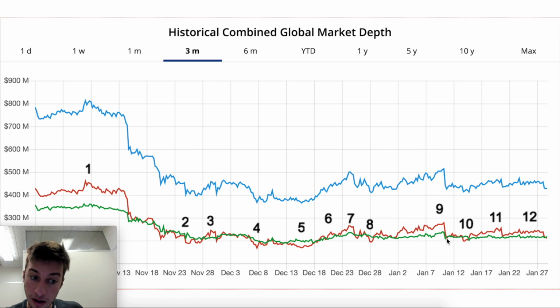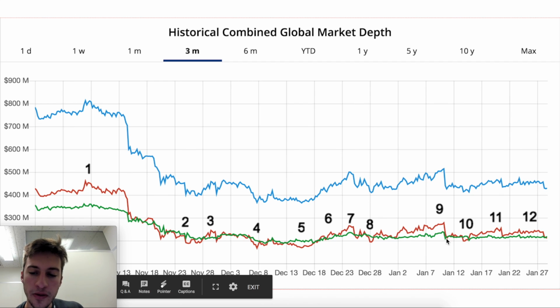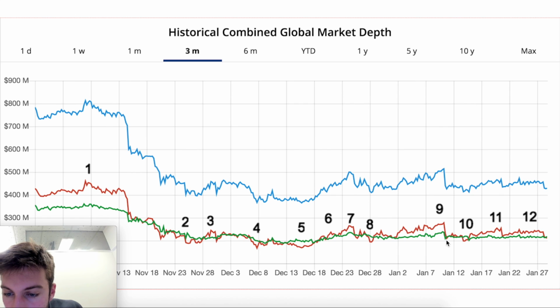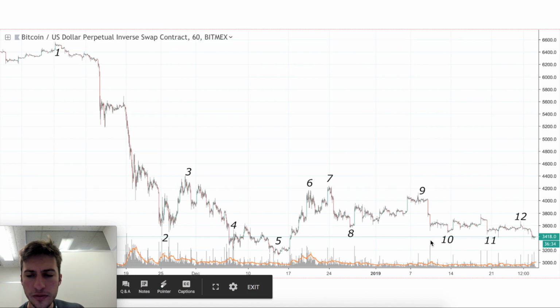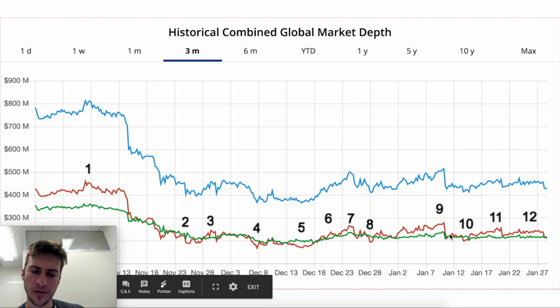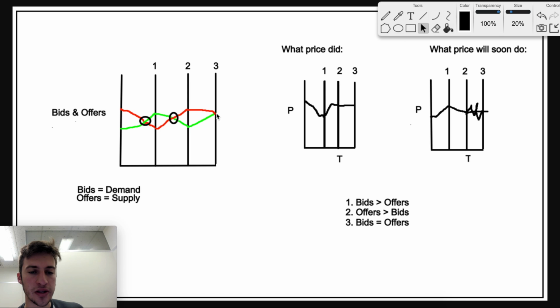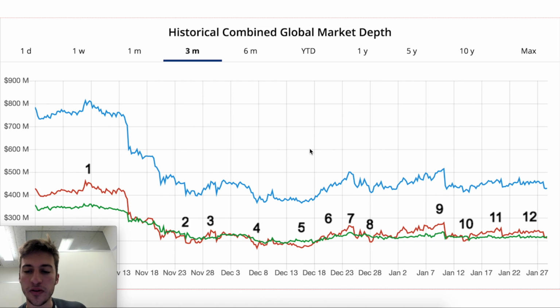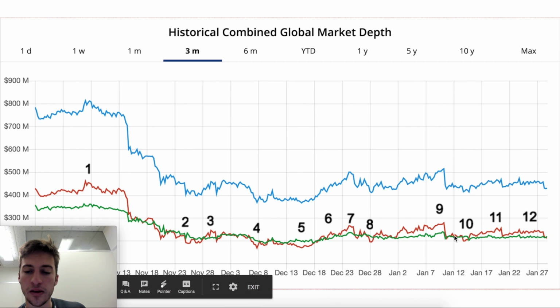The amount of bids was equal to the amount of offers at right about here. I didn't mark this point, but that was at about January 10th, January 11th, about here, when price began to consolidate. And again, why did price consolidate? Well, price began to consolidate because the bids and the offers are just about equal. They're at equilibrium. We expect consolidation, like I've said a million times, when the bids and the offers converge and go to equilibrium, because we have an equivalent amount of buyers and sellers in this kind of scenario right here.